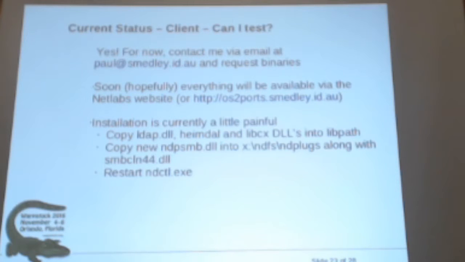Installation, as I mentioned, is currently a little painful. Need to make sure that the LDAP DLL, Heimdall, and libc extension DLLs are in the LIBPATH.